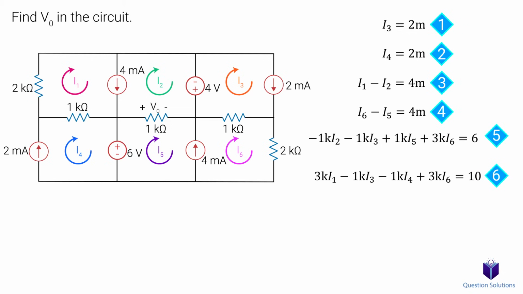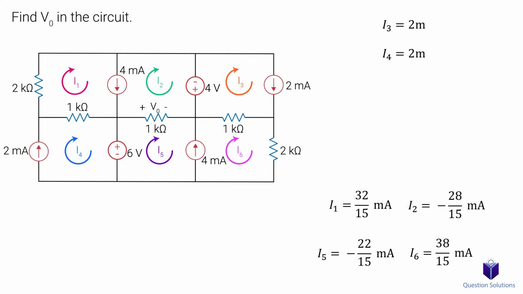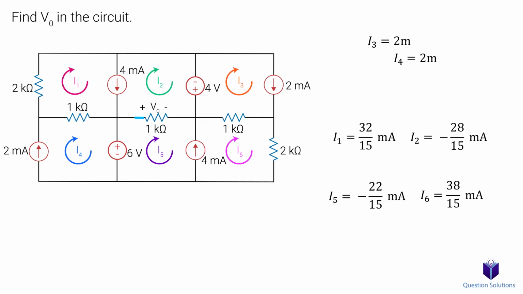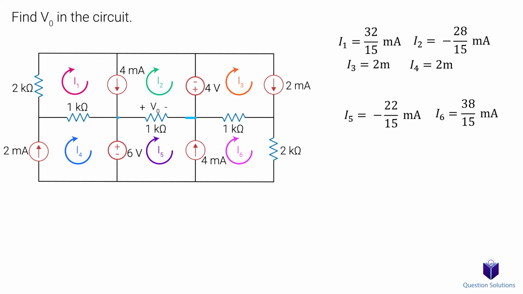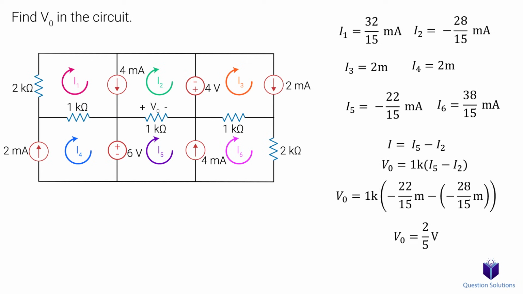Now we can solve for our mesh currents. If you want to see how these equations were solved, please check the description. Now to figure out V0, we need the current flowing through this 1K ohm resistor. So that current is I5 minus I2. Why? Notice how V0 is given with the positive side on the left side. So I5 flows into the positive terminal, while I2 flows into the negative terminal. The voltage is then 1K ohms multiplied by the current. And that's our answer.